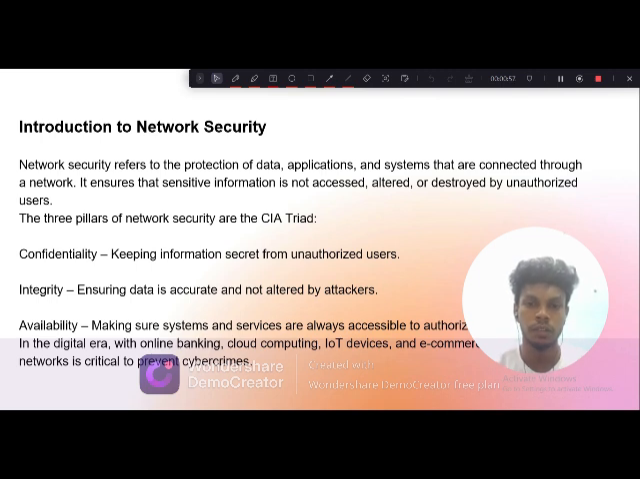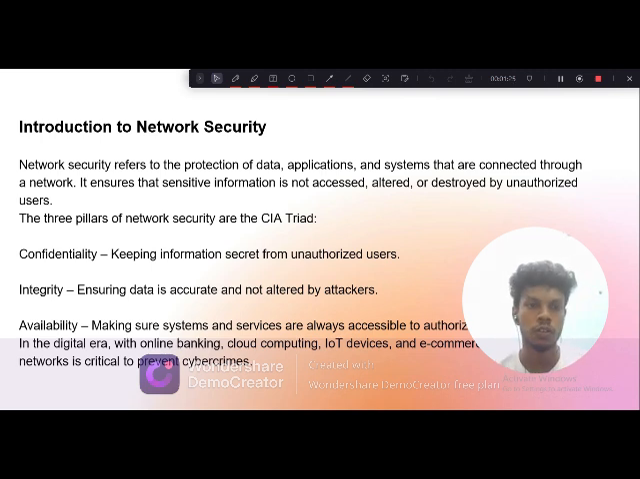From the introduction part, we see that network security means protecting our systems, applications, and the data while they travel across the network. It is built on the CIA rights: confidentiality, integrity, and availability. For example, consider an online banking system. Your money must stay private. The balance must be correct. The services must be always accessible.